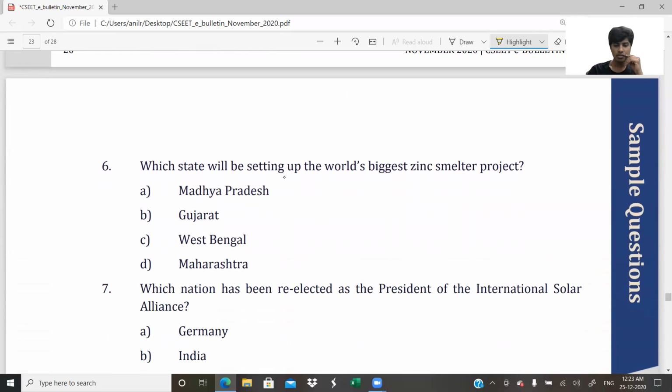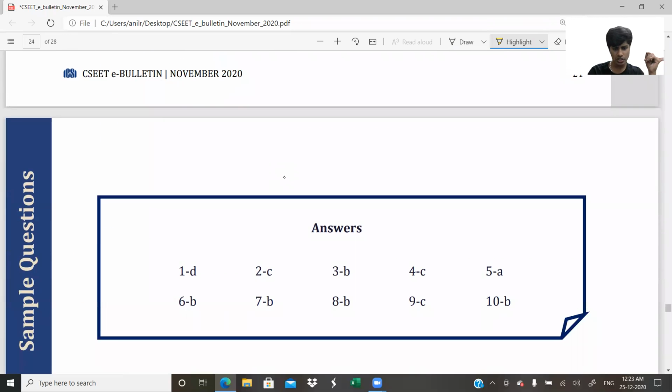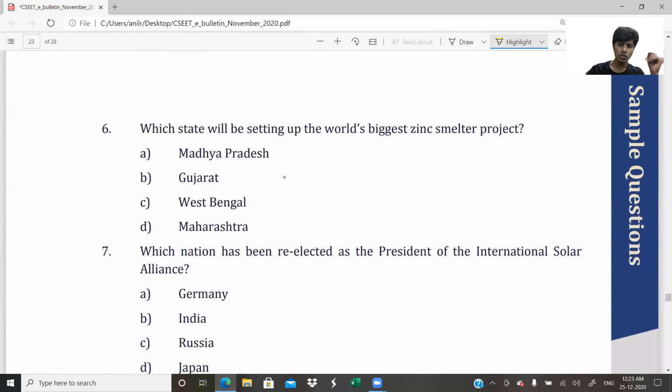Then, which state will be setting up the world's biggest smelter project? It's Gujarat, if I'm not wrong. Sixth one, is it B? Yes, it is B. Gujarat is going to put up the world's biggest zinc smelter project. Next one. For the sake of you people who are young, a fun fact: India was the first country to know how to extract zinc.